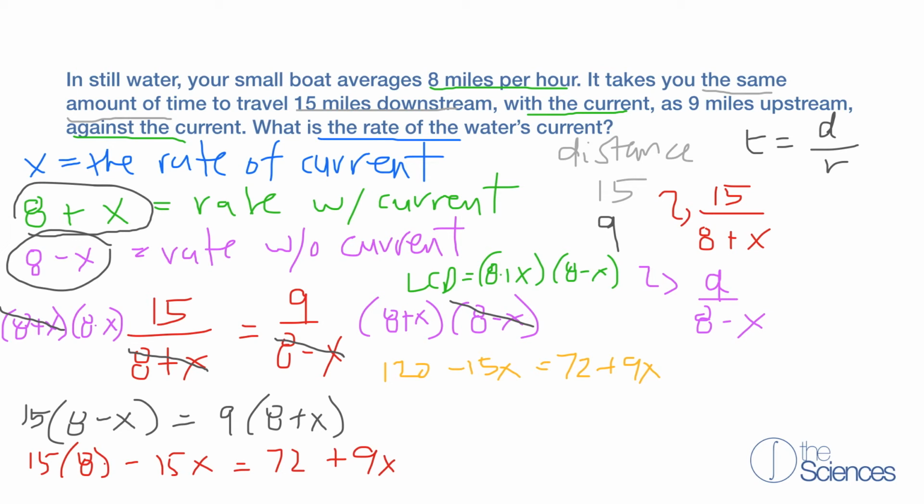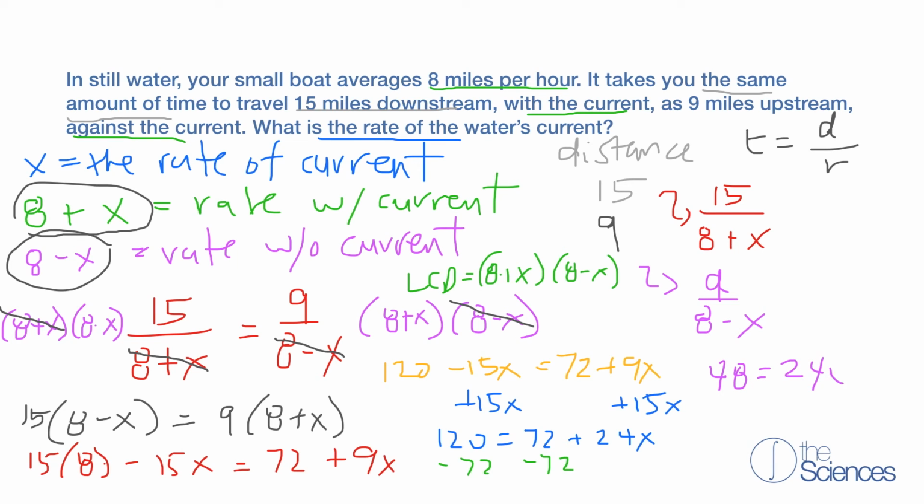So now we're going to add 15x to both sides to isolate our variable. And now we have 120 equals 72 plus 24x. So now we're going to subtract 72. And what we get is 48 equals 24x. Now we're going to divide both sides by 24.